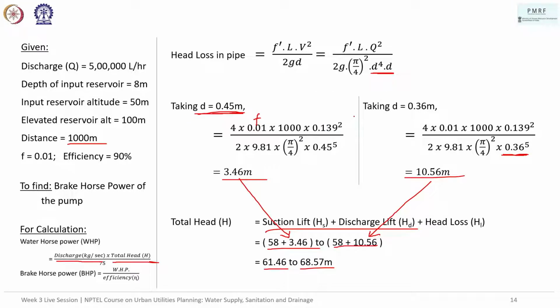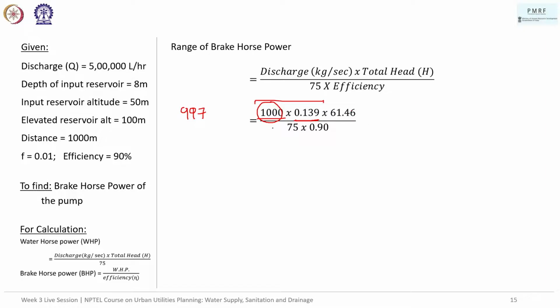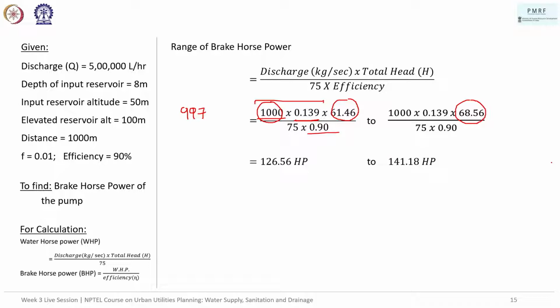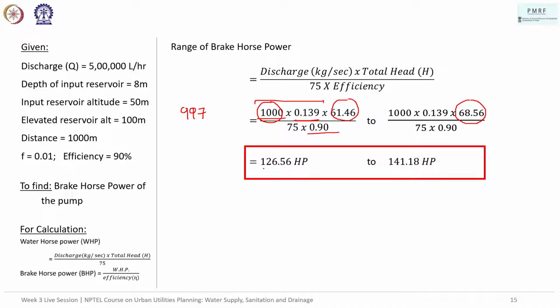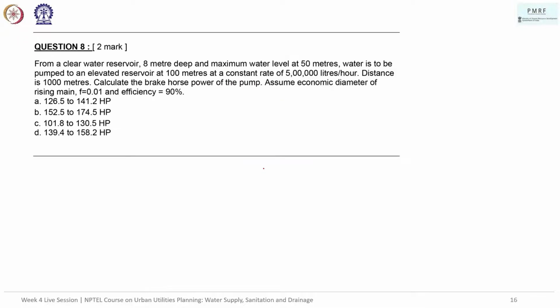And the total head. We take one of the values, 61.46, divided by 75 into efficiency, because for calculating the brake power we need to divide by efficiency, and it's a 90% efficiency count. The other value that we'll have is the other head loss value that we got from the Darcy-Weisbach calculation using the two different rising main diameters. Then we calculate both, and we get the answer 126.56 HP to 141.18 HP. So that will be the answer for this numerical.